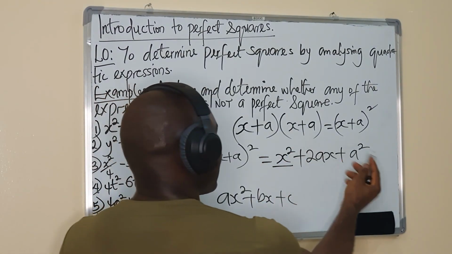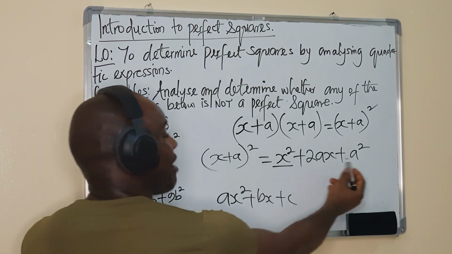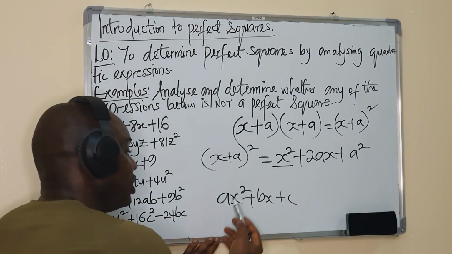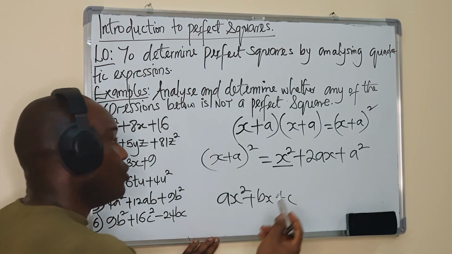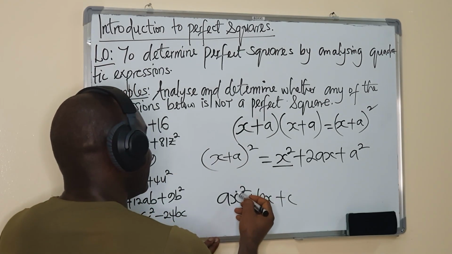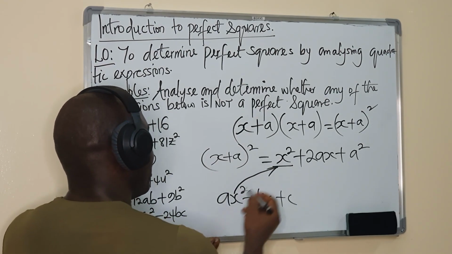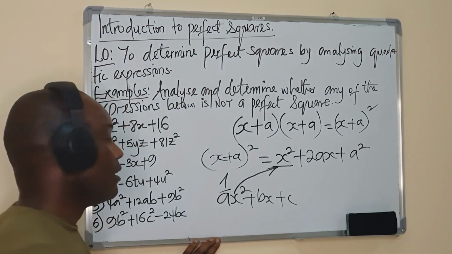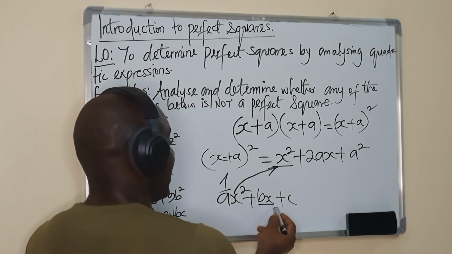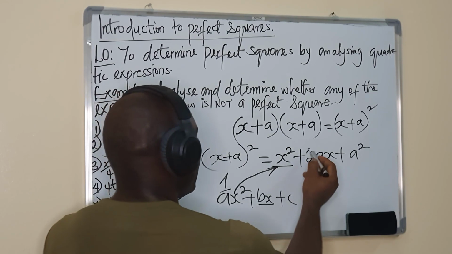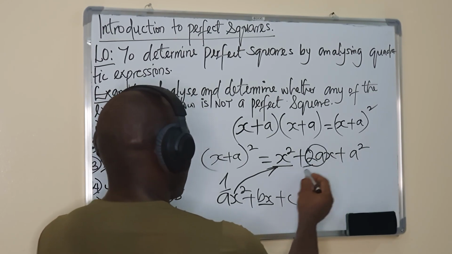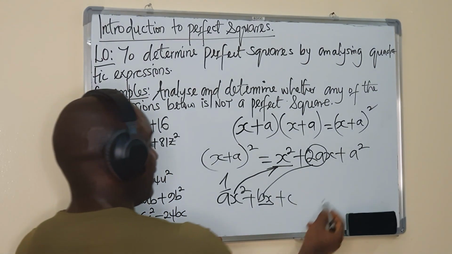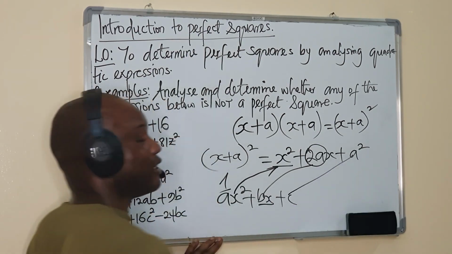So comparing the expression of the perfect square which we have right here on the board to the general quadratic form, you notice that the x squared is the same x squared we have here, but the value of a this time around is unity, that's 1. Then for the case of bx, in the place of b, we have 2a. And then in the place of c, we have a squared.